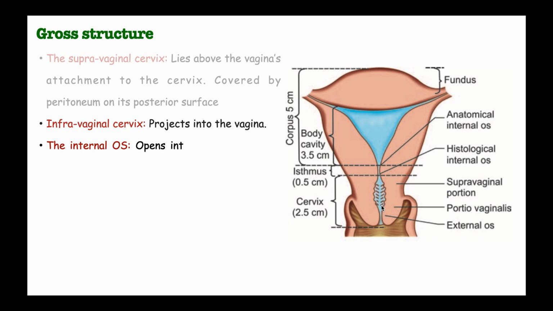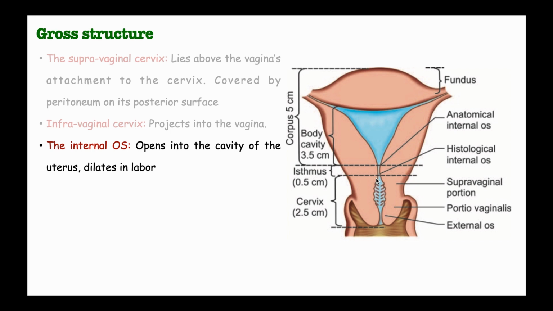Now we move on to the internal os, and the internal os opens into the cavity of the uterus and is able to dilate during labor. So this is our internal os. So we have the histological internal os and the anatomical internal os. But basically, when we talk about internal os, we mean just one thing.